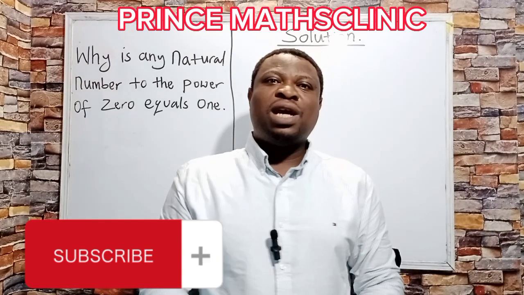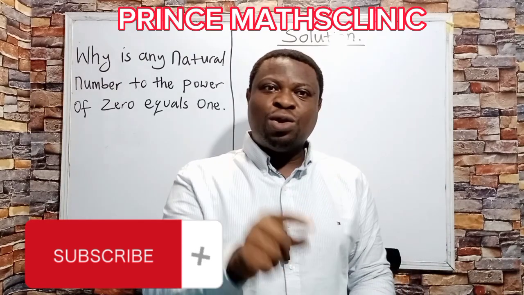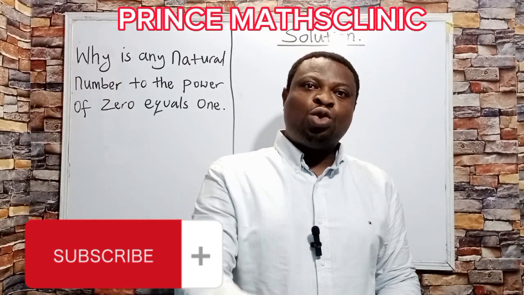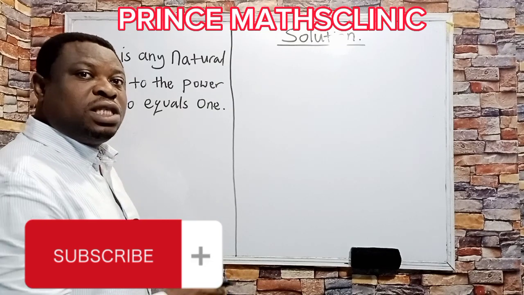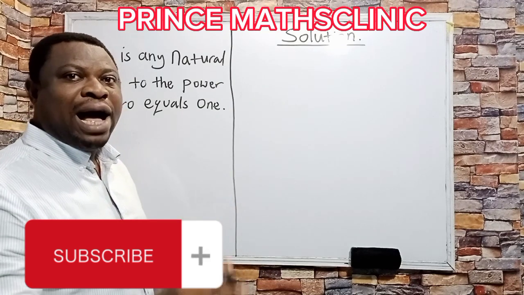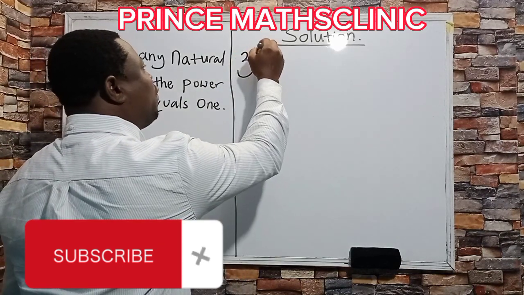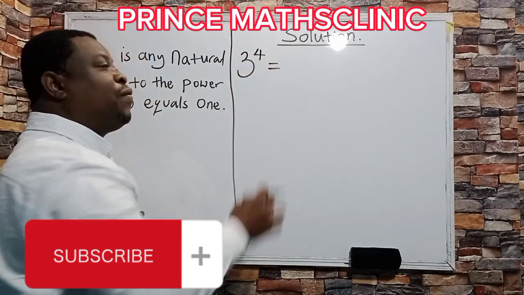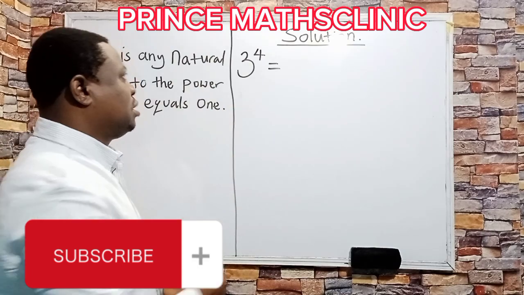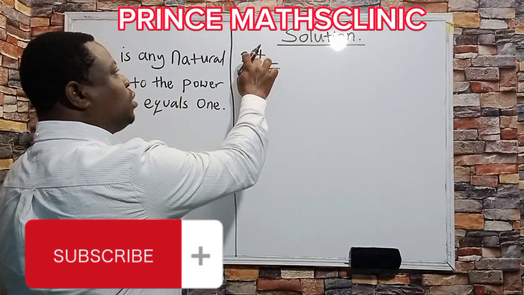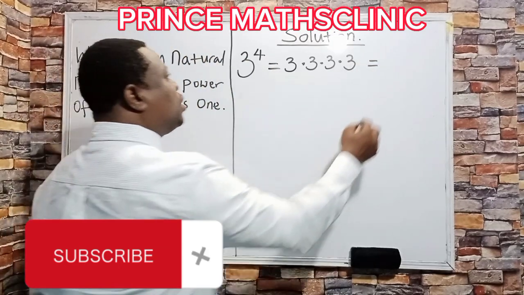Let us find out. I'm going to prove to you why any number to the power of 0 is 1 using these two methods. Pick any number of your choice. For the sake of this illustration, I'm going to pick the number 3, and raise it to the power of 4. What does 3 raised to the power of 4 tell us? It means multiply 3 four times. If you multiply 3 four times, it's going to give us 81.